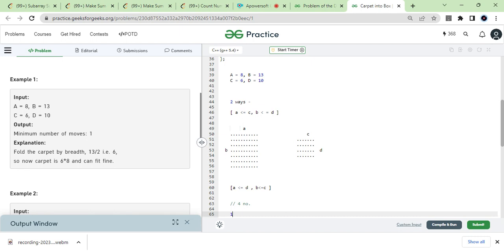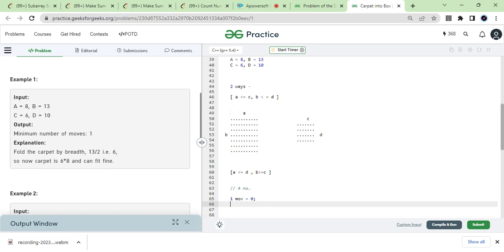But one case is when this is already good, when the box is already fitting this. There are also two ways for this. If this condition is true already, without even doing anything, then we can say the carpet is fitting into the box, so you can just place it, and the number of moves would be zero. Changes is equal to zero. You don't need to change anything.